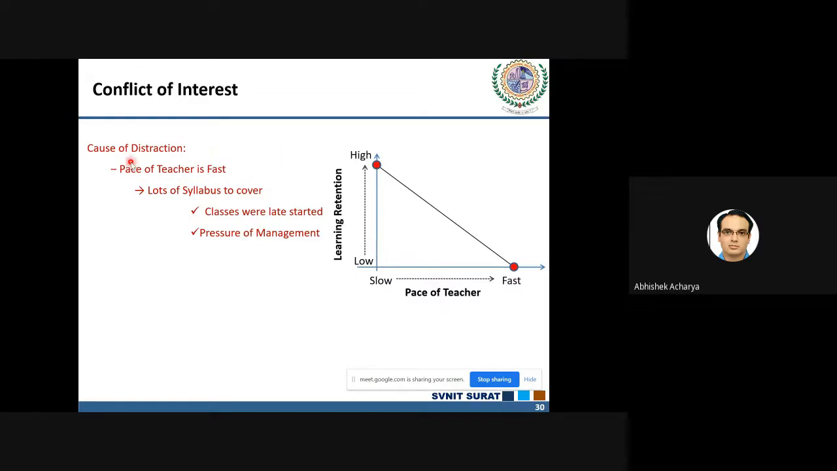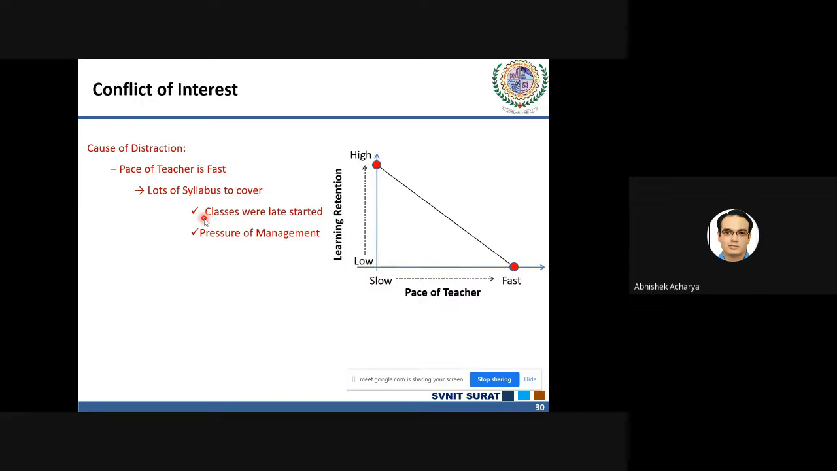So when the cause of distraction was considered, one fact came into the picture, that the pace of teacher is fast. Now again, ask yourself why the pace of teacher is fast? Because he has to cover lots of syllabus. Now, why does he have to cover lots of syllabus? There could be a number of reasons. He has been given a small number of classes to cover that particular content, or the classes started late, as is happening in the pandemic situation, or there is some sort of pressure from management that you have to complete this much syllabus up to this much period of time.